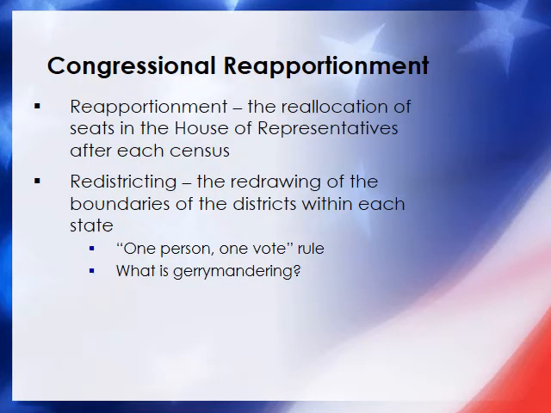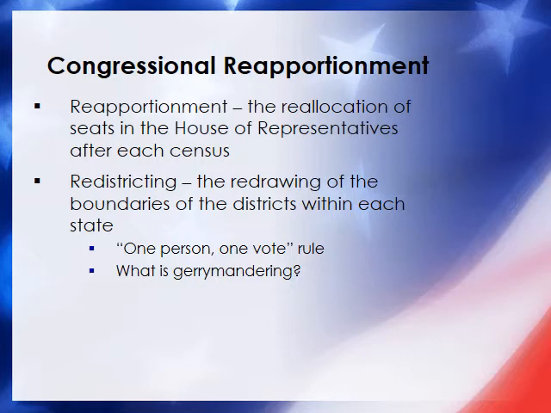As I mentioned a few minutes ago, every 10 years after the census, all 435 congressional districts are reapportioned. That means some states get more seats, some states lose a seat, and then all the lines are redrawn because you can't have one district with a different population than another district.